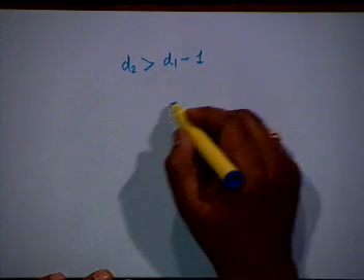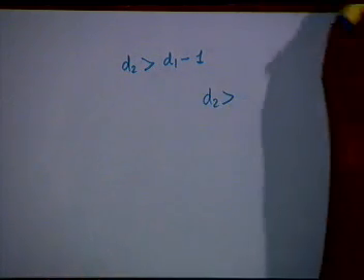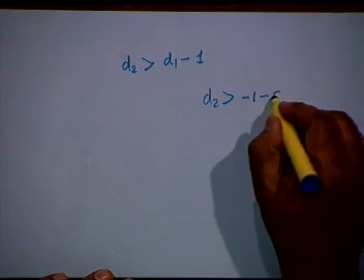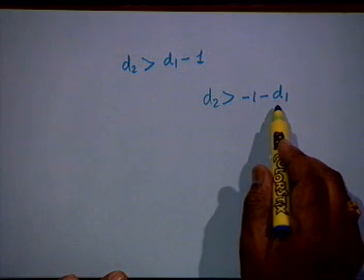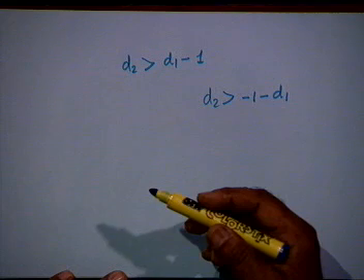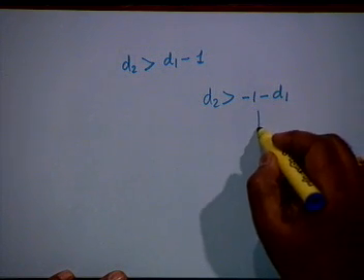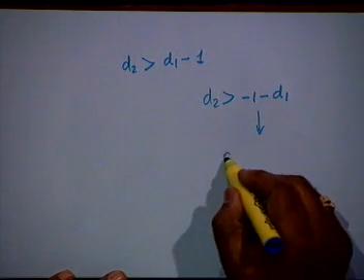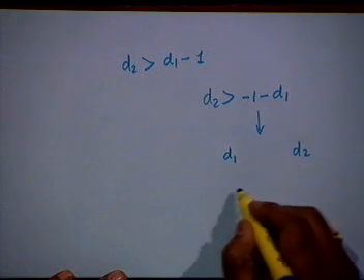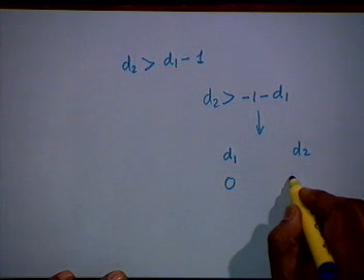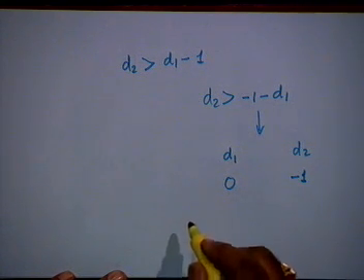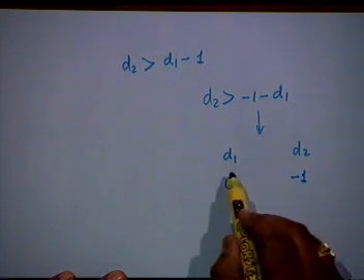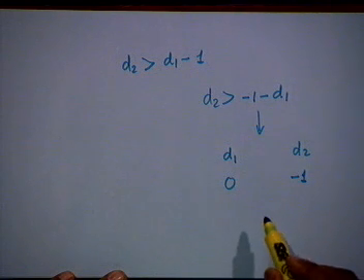And what was the other condition? d2 greater than minus 1 minus d1. Once again, if I plot this with an equality sign, then we shall get a straight line. Let's see this straight line, d1 and d2. If d1 is 0, then d2 is minus 1 with an equality sign. If d1 is 0, d2 is minus 1.